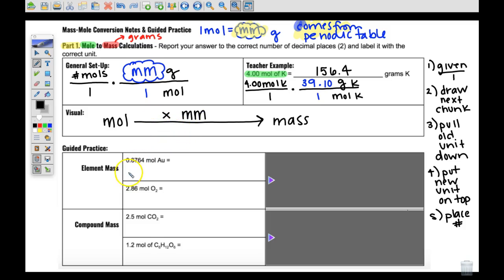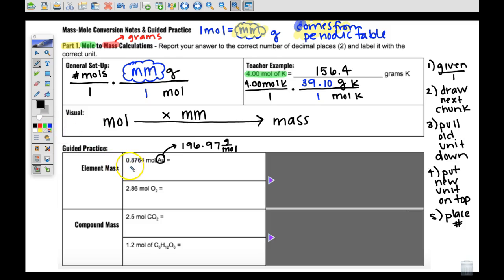So let's do a couple more examples together. So looking at, if I'm given 0.8764 moles of gold, my hidden first step is to actually find the molar mass of gold on my periodic table. So after looking at my periodic table and seeing that gold is element number 79, it has a molar mass of 196.97 grams per 1 mole.